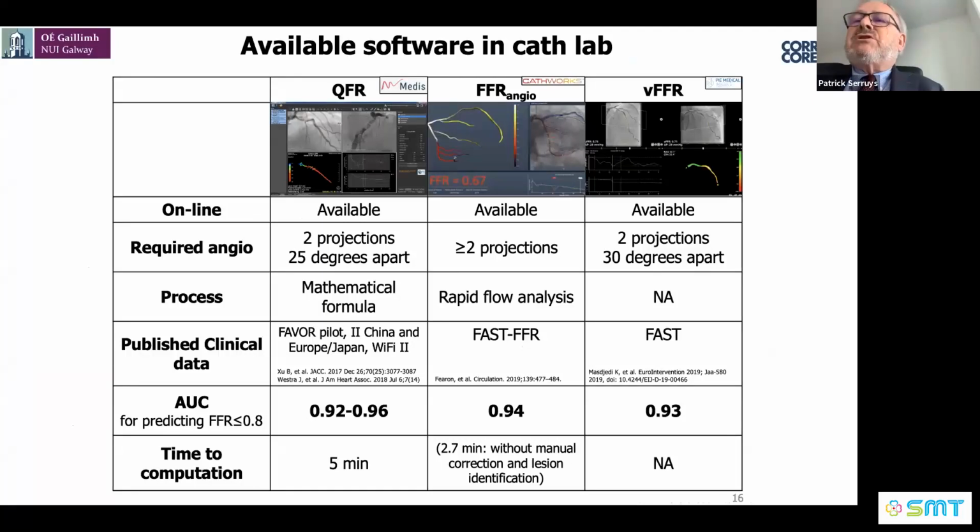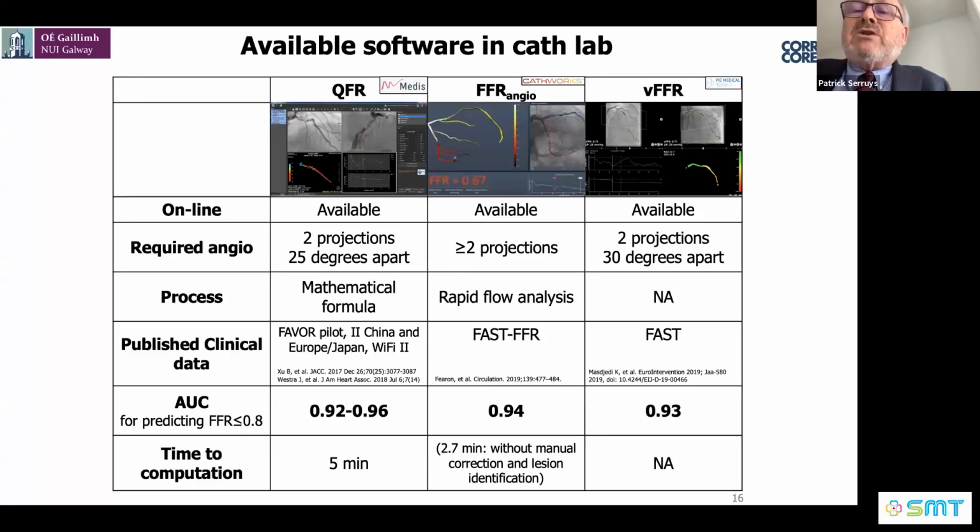Now, these are the three systems: the QFR of Medis, the FFRangio of CathWorks, and the VFFR of Pie Medical. They are all CE mark available. All three need two projections, 25 to 30 degrees apart. The QFR is a mathematical formula, the Lenz-Gould. The FFRangio of CathWorks is a little bit more mysterious. It's difficult to find a clear description of what it is. It's still well-protected IP. And then the VFFR is also based on Lenz-Gould.